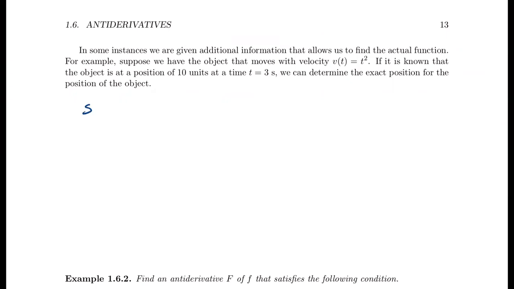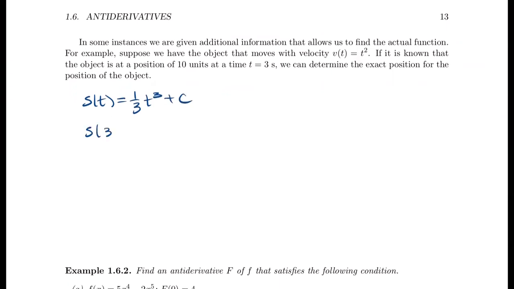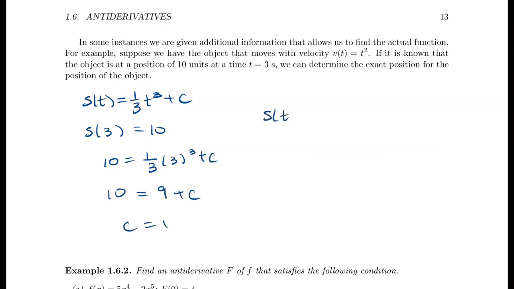So if s of t here, we found that it was going to be 1 over 3 times t cubed plus c. But we're also given that s of 3 is equal to 10. So by substituting those values in, you have 10 is equal to 1 over 3 times 3 to the power 3 plus c. So we get 10 is equal to 9 plus c, and so c is equal to 1. So what that means, the exact expression for this type of situation is just going to be 1 over 3 t cubed plus 1.